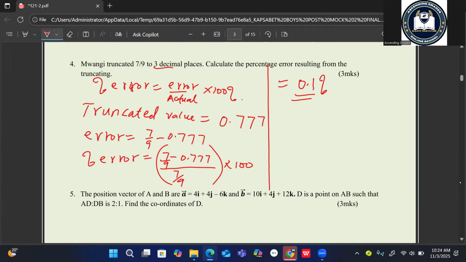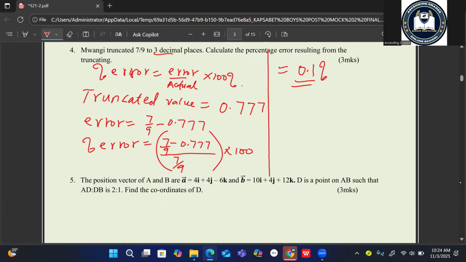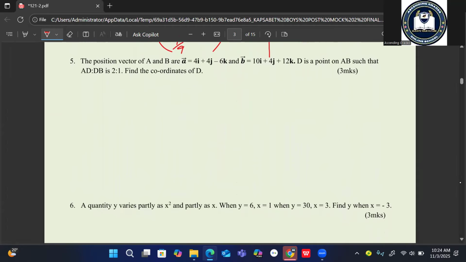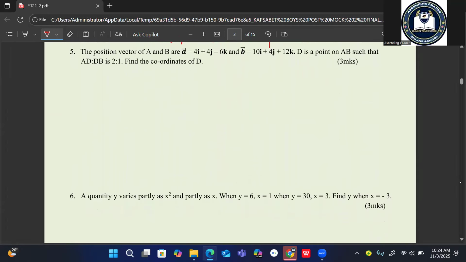So from there, we go to number 5. We have obtained your 3 marks. So we go to number 5. The position vectors of A and B are: A is equal to 4i plus 4j minus 6k, and B is equal to 10i plus 4j plus 12k. D is a point on AB such that AD is to DB is 2:1. Find the coordinates of D.